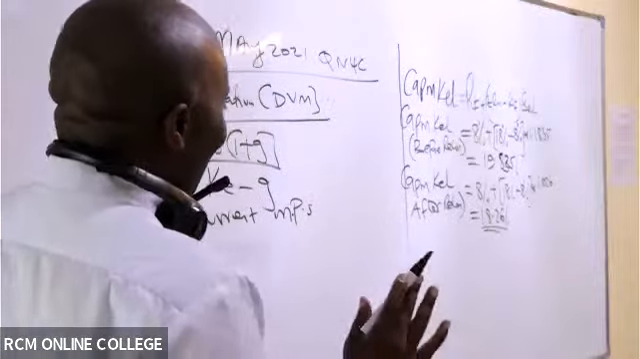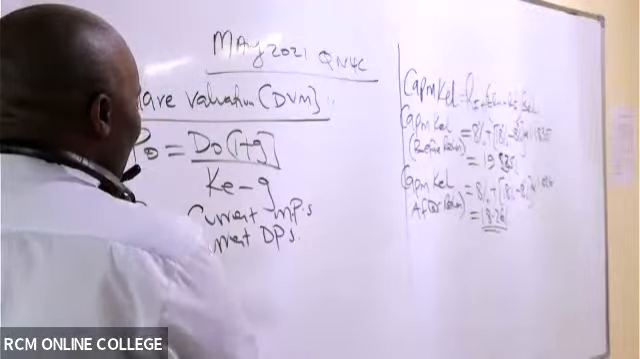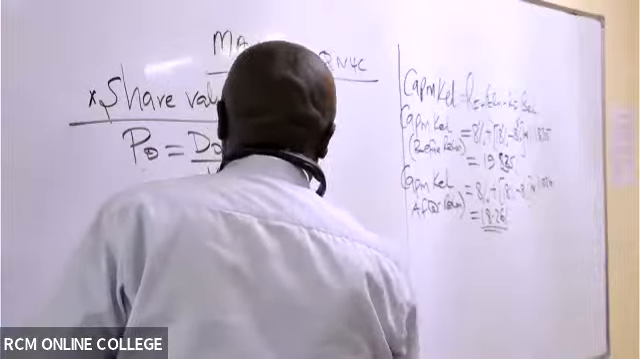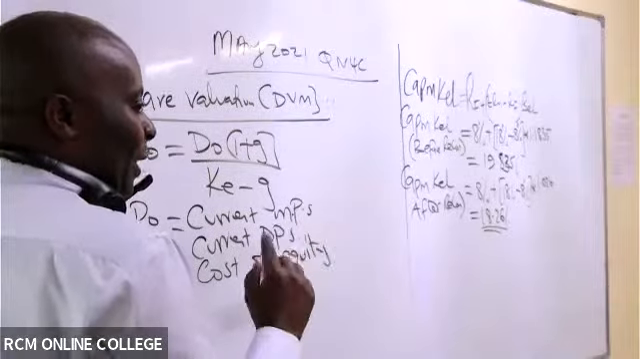All right? How about the 0? You must start with current because of 0. So current dividends per what? Per share. Current dividends per share. How about Ke? Cost of equity. Thank you so much. How about g? Growth rate of what? Dividends, because it is a dividend valuation model.